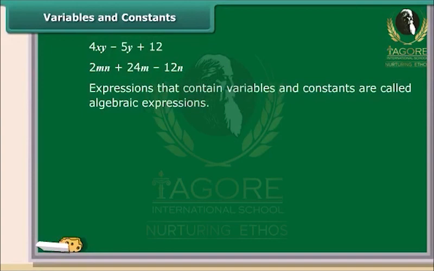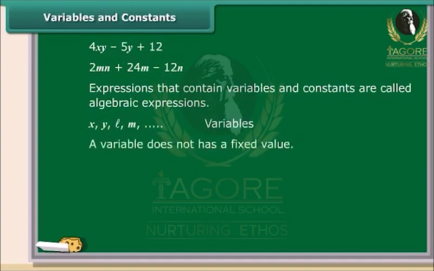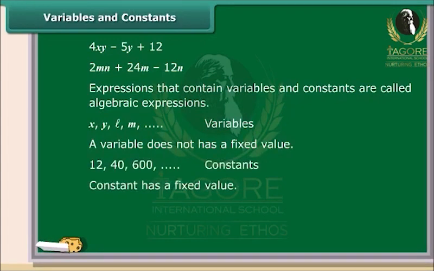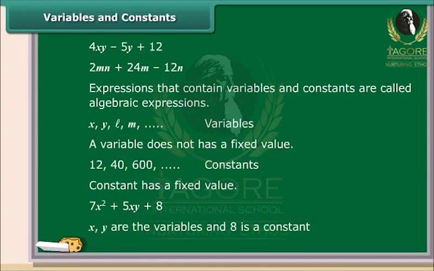Expressions that contain variables and constants are called algebraic expressions. The letters such as x, y, l, m, and so on are used to denote variables. So a variable can take various values and its value is not fixed. On the other hand, a value that does not change is a constant. So in the expression 7x squared plus 5xy plus 8, x and y are the variables and 8 is a constant.